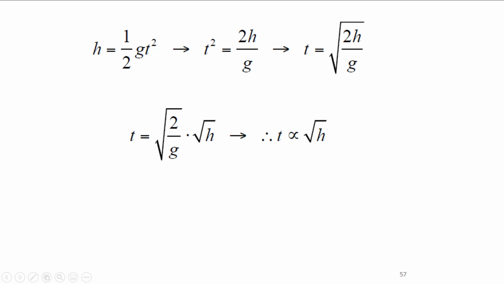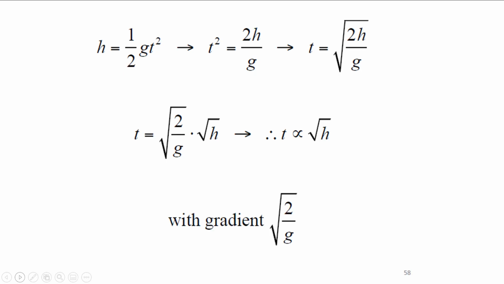Another way of writing this is that t is equal to the square root of 2 over g times the square root of h. QED, t is proportional to the square root of h, with a gradient or slope of the square root of 2 over g. We could think of this as y equals mx.